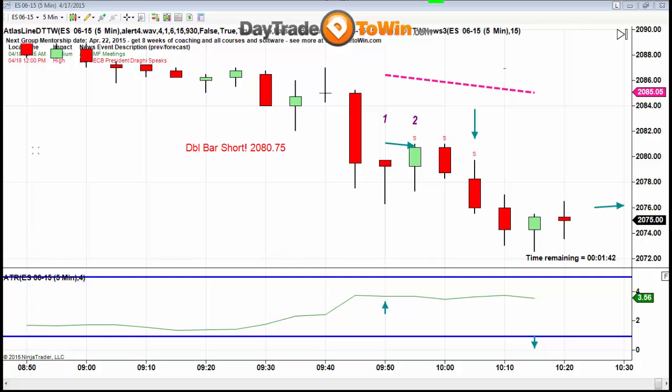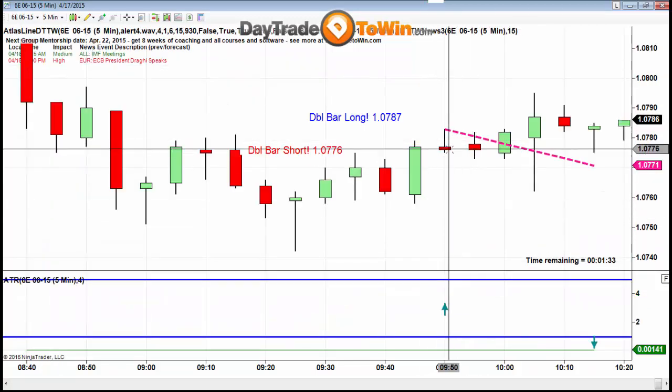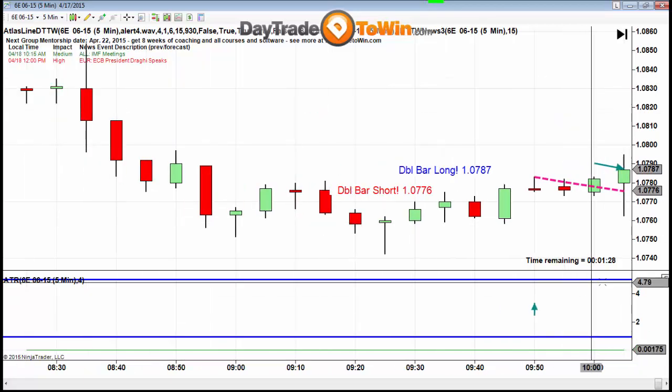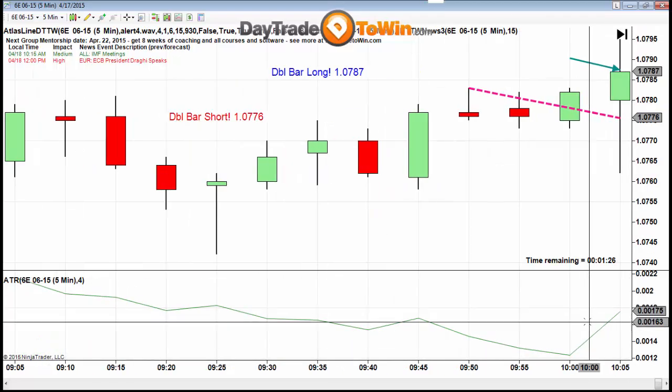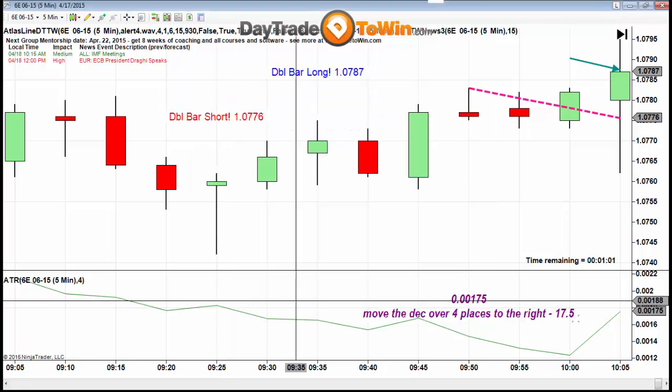You just have to understand that, so let me go to a euro here, euro currency. Okay, so going long here, you see here 0.00175. What does that mean? Move the decimal place over 4 places to the right. When you do, you have 17 ticks. 1, 2, 3, 4, 17.5 or 17 ticks.